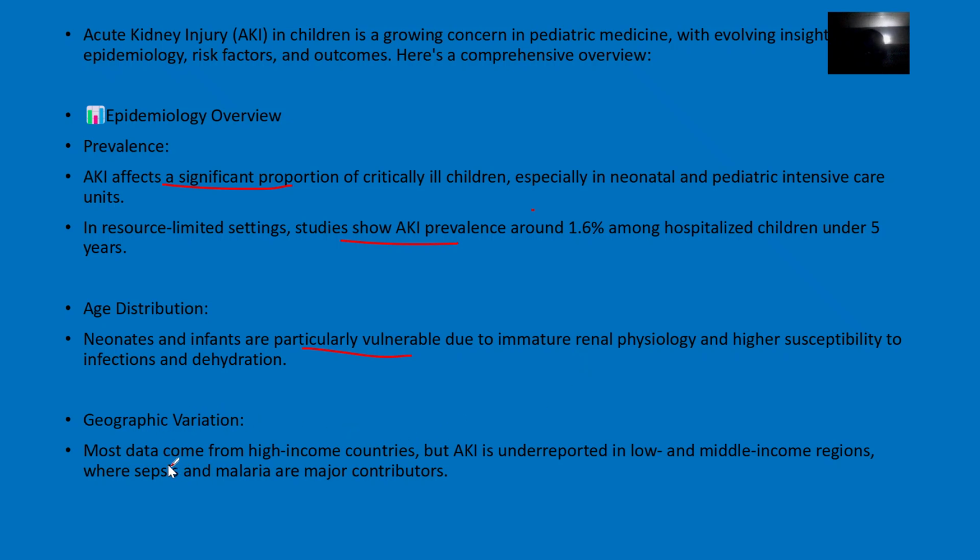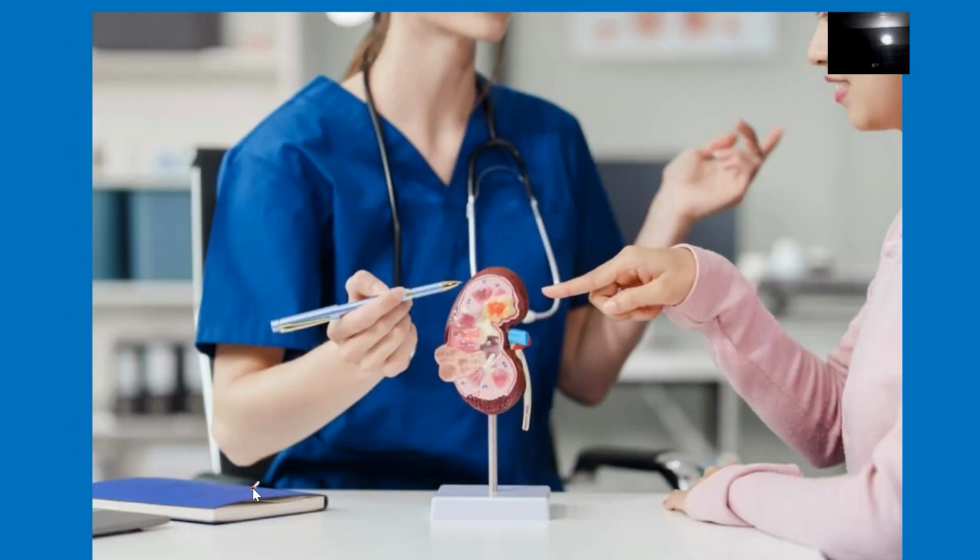Then geographic variation. Most data come from high income countries. Do you understand? It's the high income countries that don't really even have these issues. They are the ones that still have money to sponsor projects that will make us have data for this. So the countries receiving the real hit of these acute kidney injuries are not even really reporting it. So it's underreported in low income and middle income regions. Of course, these regions are mostly being hit by sepsis and malaria, so of course they are receiving the most cases of acute kidney injuries.